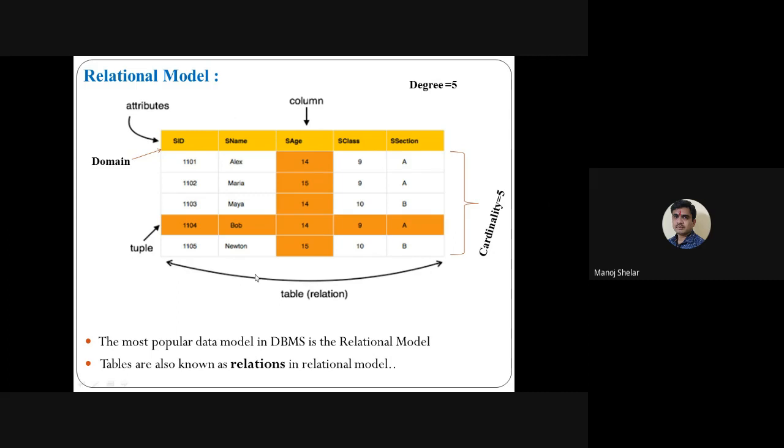For example, if there are only 2 attributes in my relation, then the degree of my relation is 2. Simple, degree 2. This is the simple basic concept of the relational model. The most popular data model in DBMS is the relational model. Tables are also known as relations in the relational model.